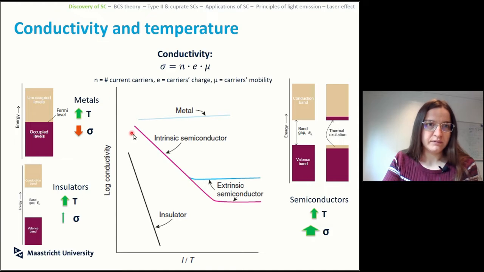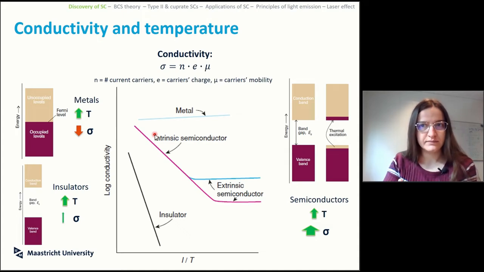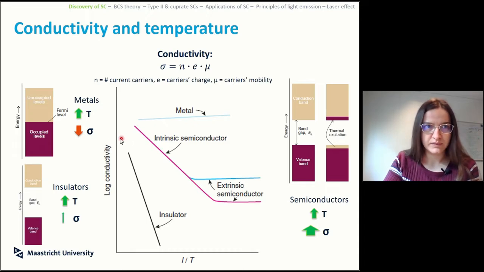So in a metal, which you see over here, the number of mobile electrons is basically constant, but their mobility decreases with increase in temperature. So the net effect is that as temperature goes up, the conductivity goes down, but not by much, but you can see this effect over here with log of conductivity over 1 over T.